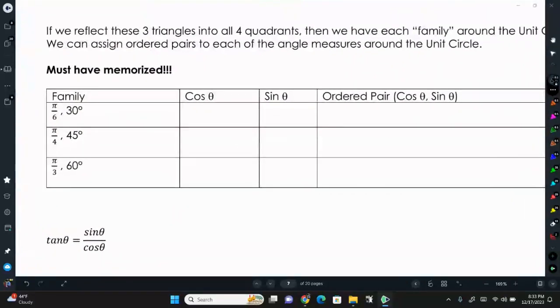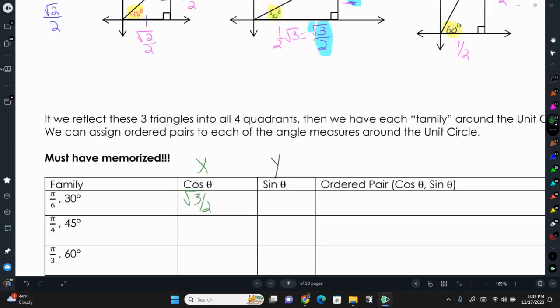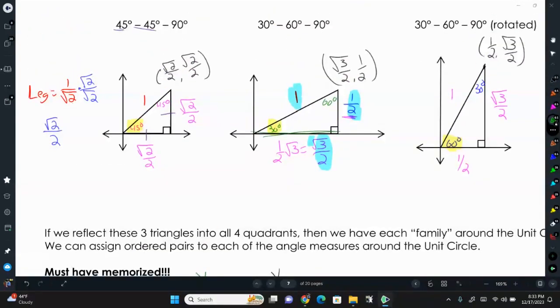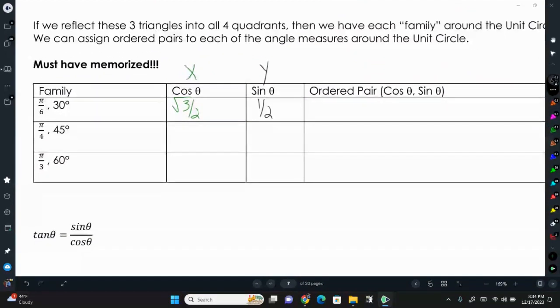So for the 30-degree or the pi over 6 family, that's going to be the cosine value, which is x, and the sine value, which is the y coordinate. The x coordinate is going to be the square root of 3 over 2. That's what we had up here. The horizontal distance was the square root of 3 over 2. And then the y value is going to be 1/2. So then your ordered pair will be the square root of 3 over 2, comma 1/2.